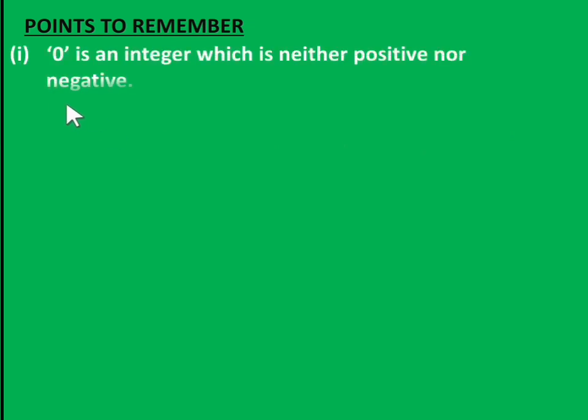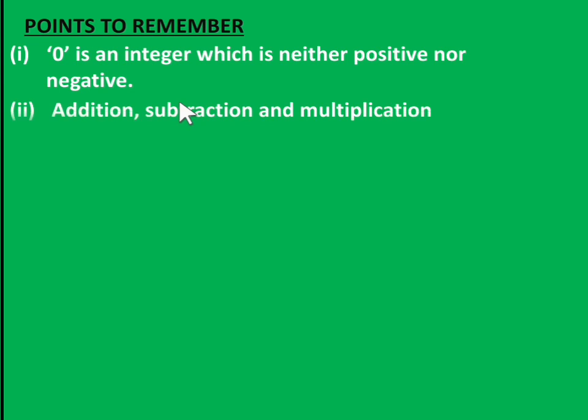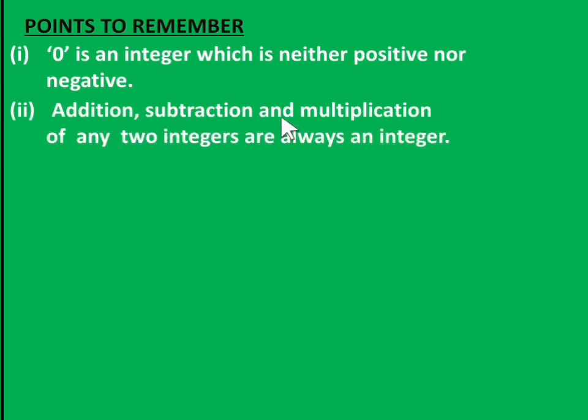Points to remember. Number 1, 0 is an integer which is neither positive nor negative. Number 2, addition, subtraction and multiplication of any two integers are always an integer. Like when we add 2 and 3, we get 5. 5 is an integer. When we subtract 3 from 5, we get 2. 2 is an integer. When we multiply 5 and 2, we get 10. 10 is an integer.